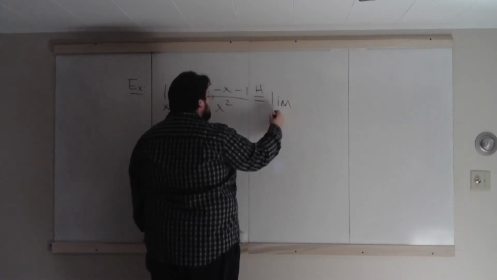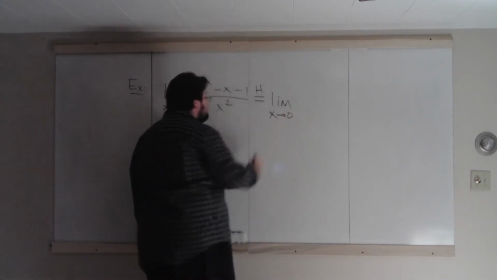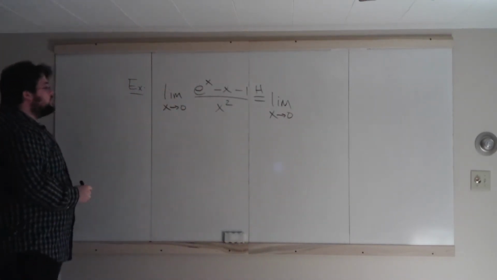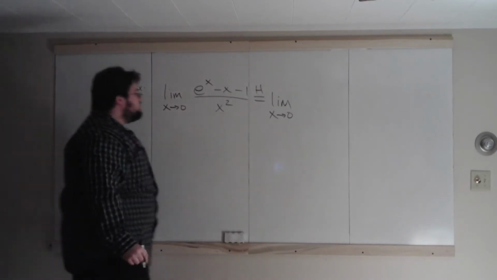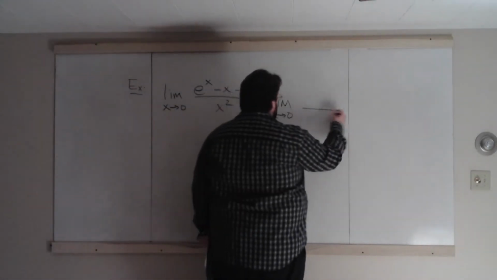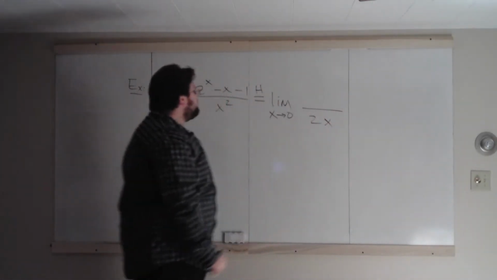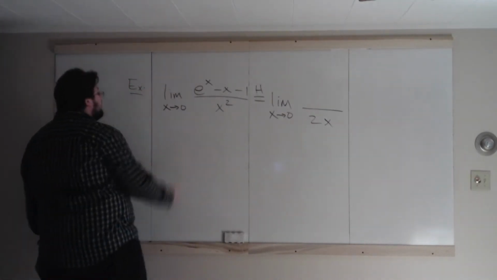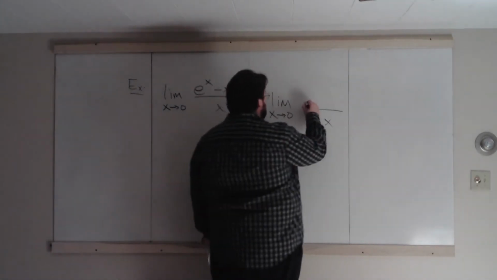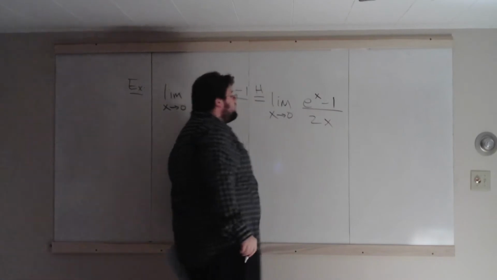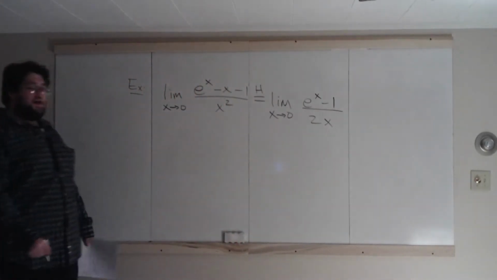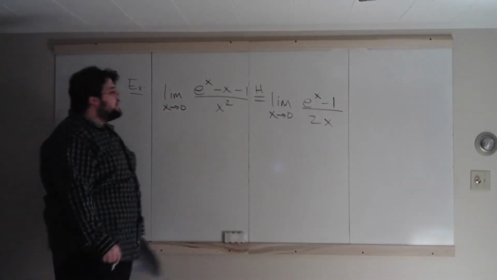So by L'Hopital's rule, the limit over here equals this limit I'm about to write. The derivative of the bottom is just 2x. The derivative of the top is e to the x minus 1 minus 0, so e to the x minus 1. And now we have a new limit, so let's try substituting over here.